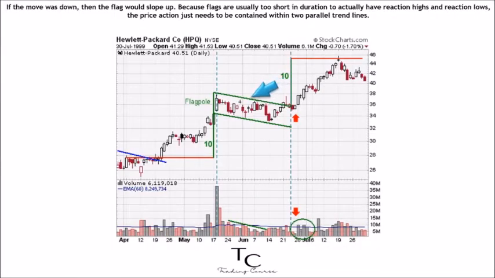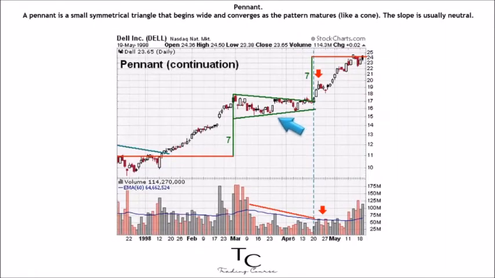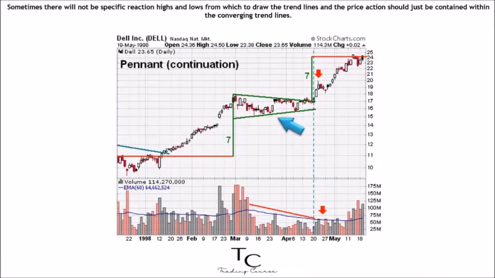If the move was down, then the flag would slope up. Because flags are usually too short in duration to actually have reaction highs and reaction lows, the price action just needs to be contained within two parallel trend lines. Pennant. A pennant is a small symmetrical triangle that begins wide and converges as the pattern matures, like a cone. The slope is usually neutral.